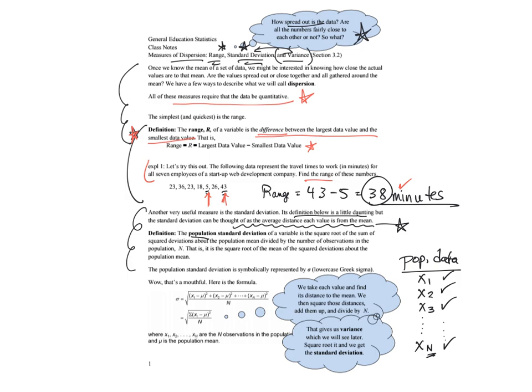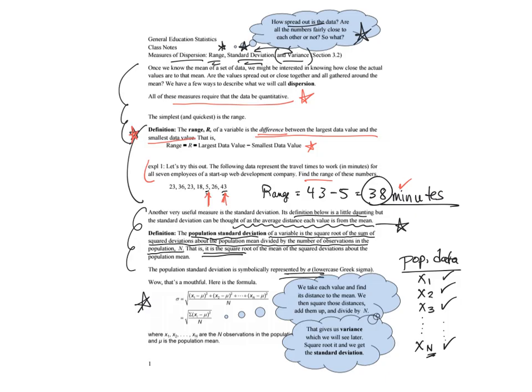Okay, so back to the formula. The population standard deviation of a variable is the square root of the sum of squared deviations about the population mean divided by the number of observations in the population N, which is kind of weird, right? They're trying to explain exactly what they're doing down here in the formula. So it feels weird. And then they basically just restate it here in that last sentence. So let's quickly get over to the formula itself.